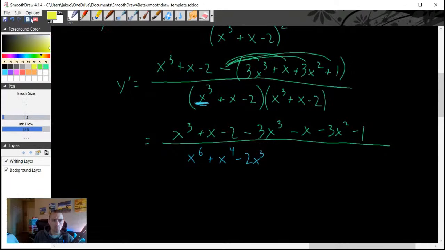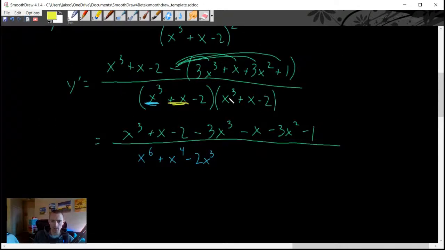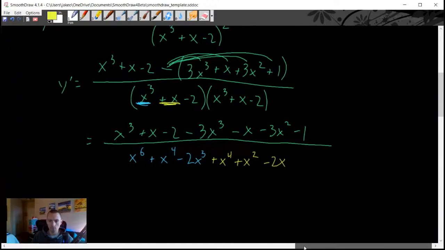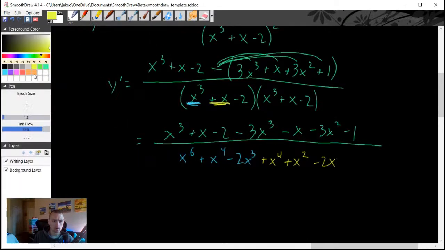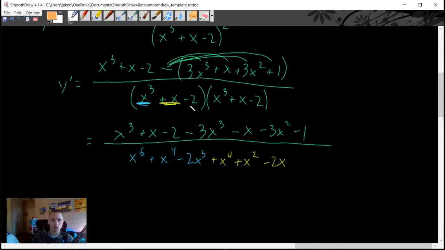Okay. Then we're going to do this second term, plus x, times each of these 3. So x times x cubed gives us plus x to the 4th. x times x is plus x squared. x times negative 2 is minus 2x. And then let's get a third color here. Let's go with orange. We'll have the minus 2 now being multiplied by each of these 3 terms. So minus 2 times x cubed is minus 2x cubed. Minus 2 times x is minus 2x. And minus 2 times minus 2 is plus 4.